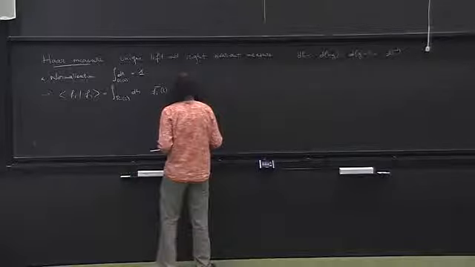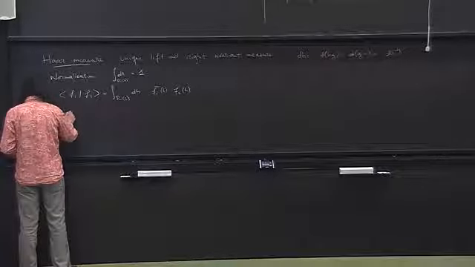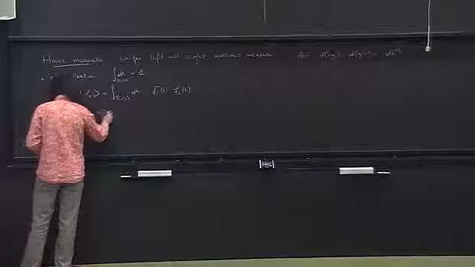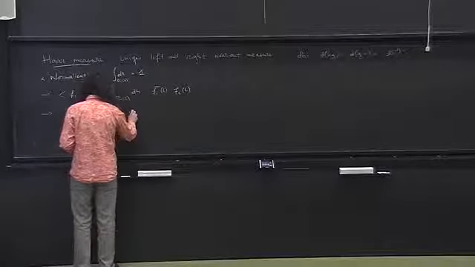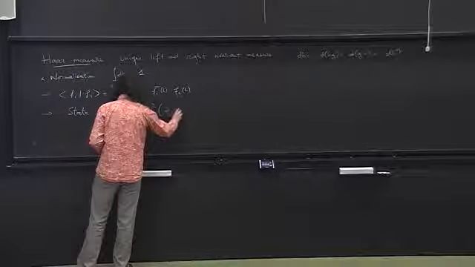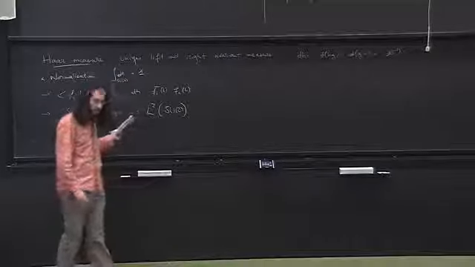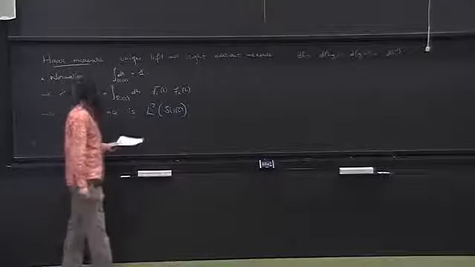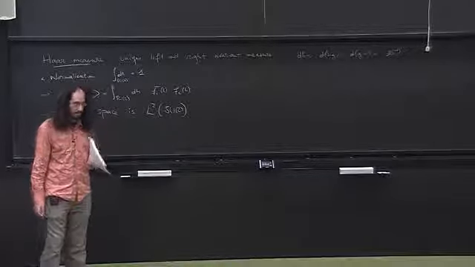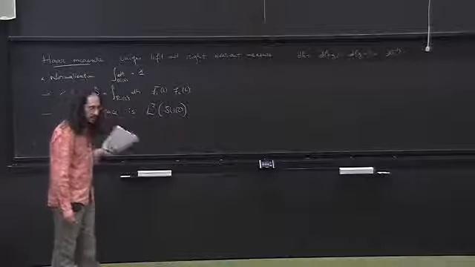So the state space is L2 of SU2. So it's the space of square integrable functions on SU2 with respect to the Haar measure. So I'm writing SU2 everywhere, but you can change it with any compact Lie group.